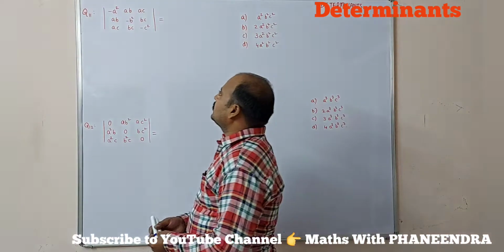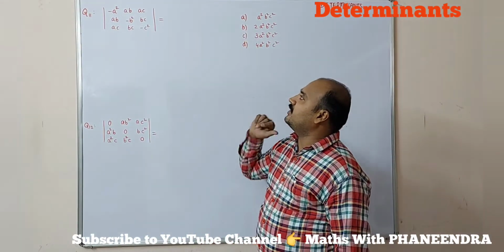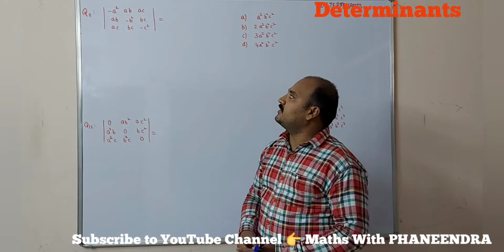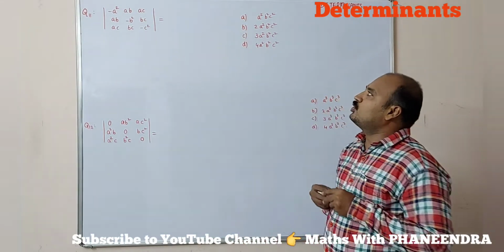The next question, question number 11. Determinant of minus a square, ab, ac; ab, minus b square, bc; ac, bc, minus c square. So, how to do this determinant?